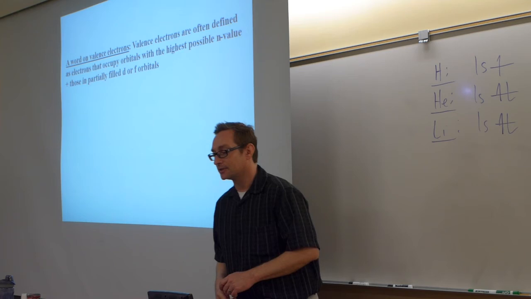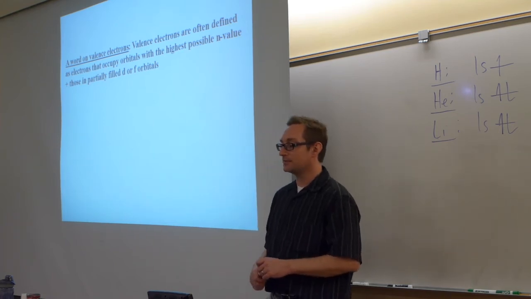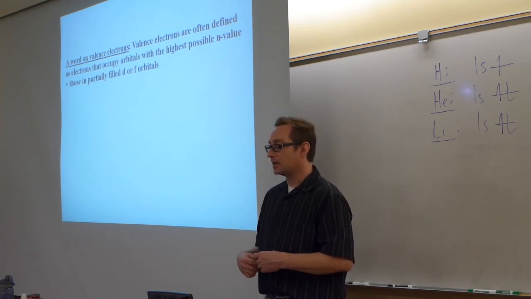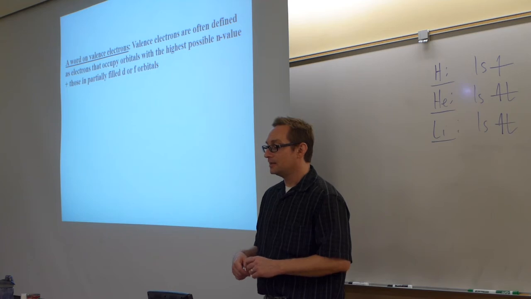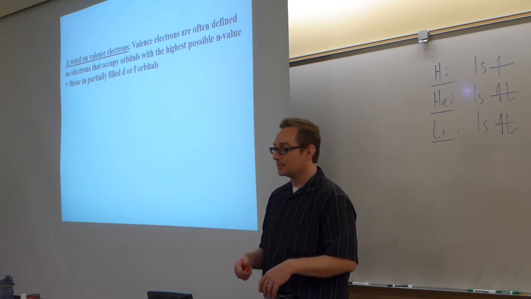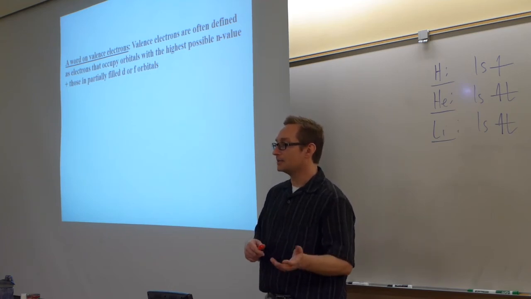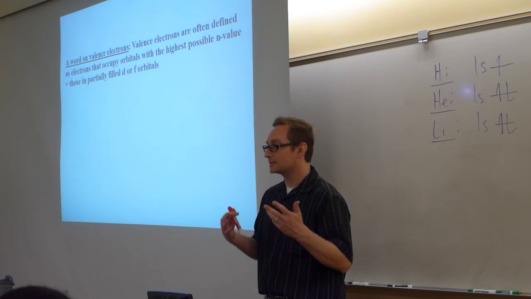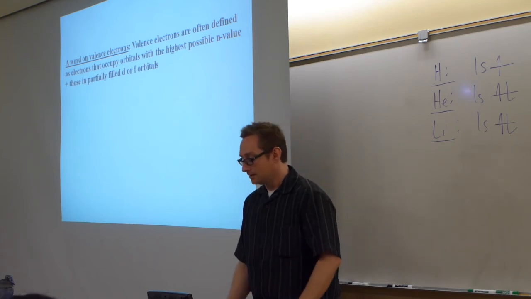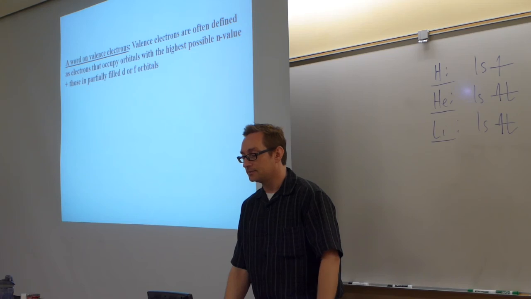A word on valence electrons. Valence electrons are often defined as electrons that occupy orbitals with the highest possible n value plus those in partially filled d and f orbitals. In Chem 107, we basically said, just look at the highest n value and how many electrons are in there. It's probably a valence electron. We're refining the definition a bit more.